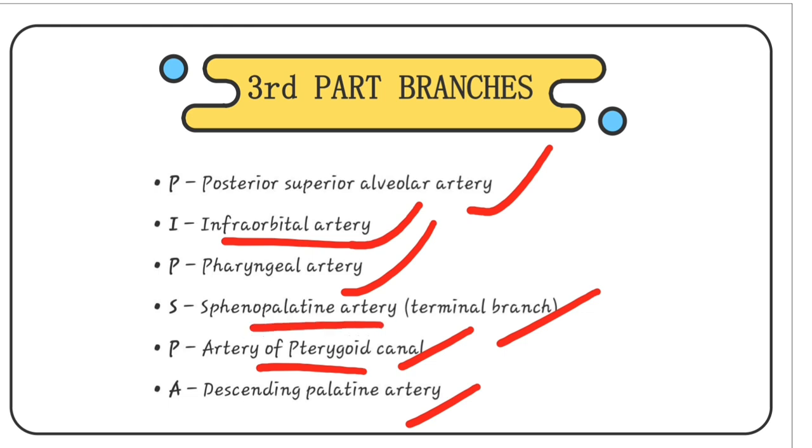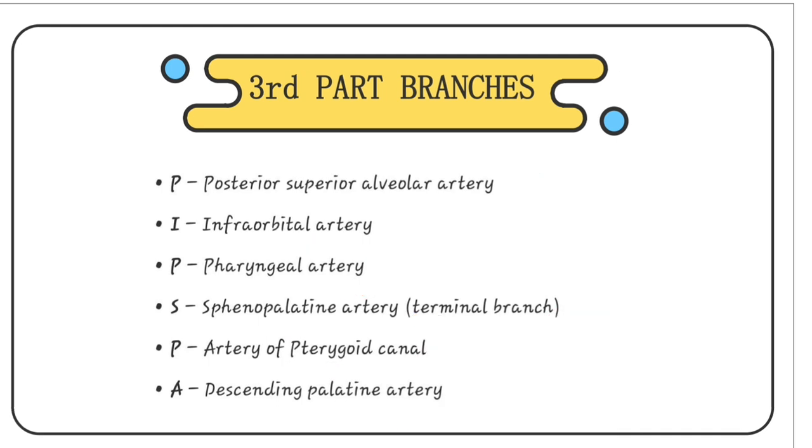The sphenopalatine artery is the terminal branch of the maxillary artery. This is how the maxillary artery terminates. As you know, the external carotid artery continues as the maxillary artery, and the maxillary artery terminates as the sphenopalatine artery. This sphenopalatine artery mainly supplies the nasal septum. Okay.